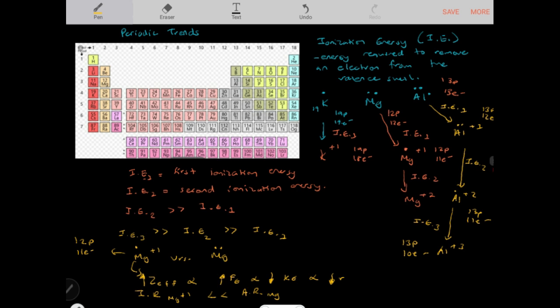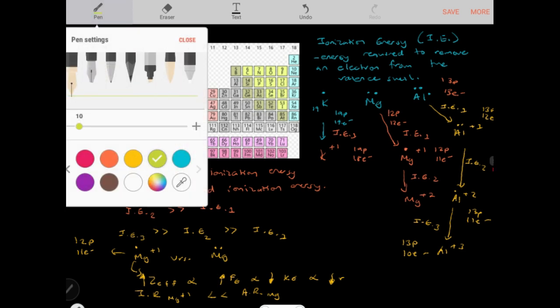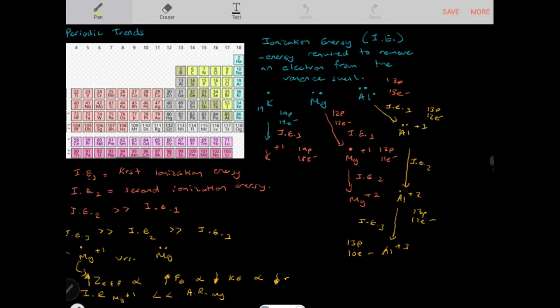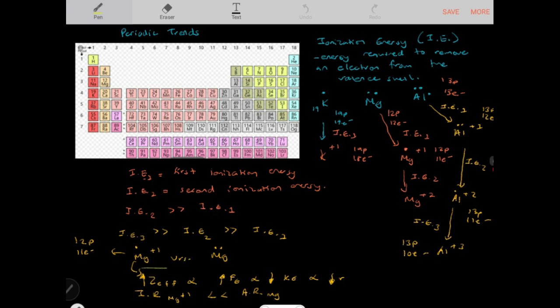If you have a really large force of attraction located here, then it's going to take a lot of energy to remove electrons. So that's why the second ionization energies, the third ionization energies, get significantly stronger, because the size of the atom is getting much smaller because of the effect of nuclear charge.